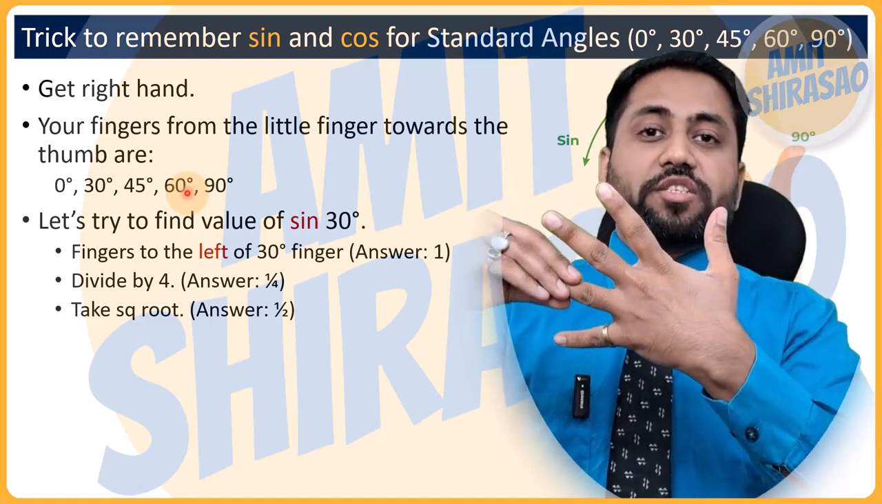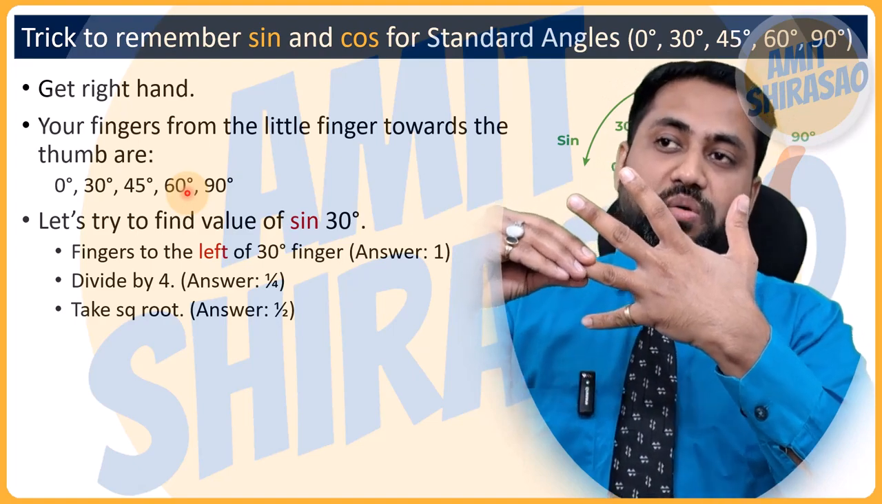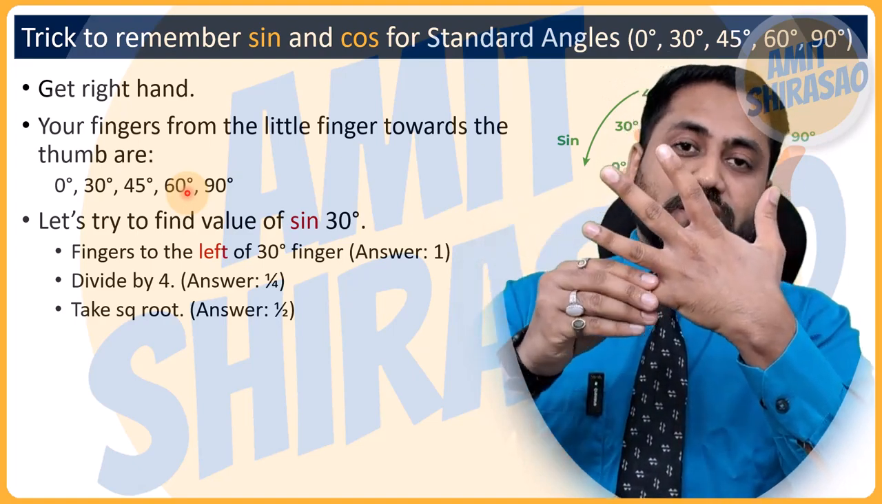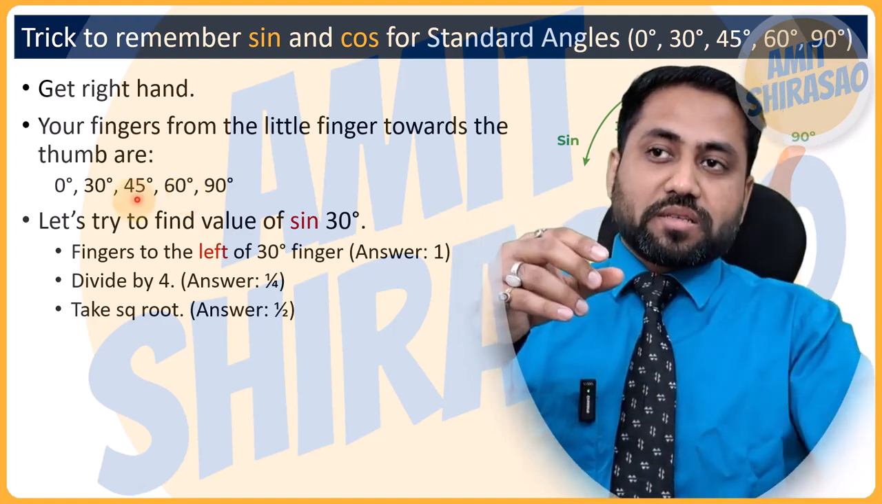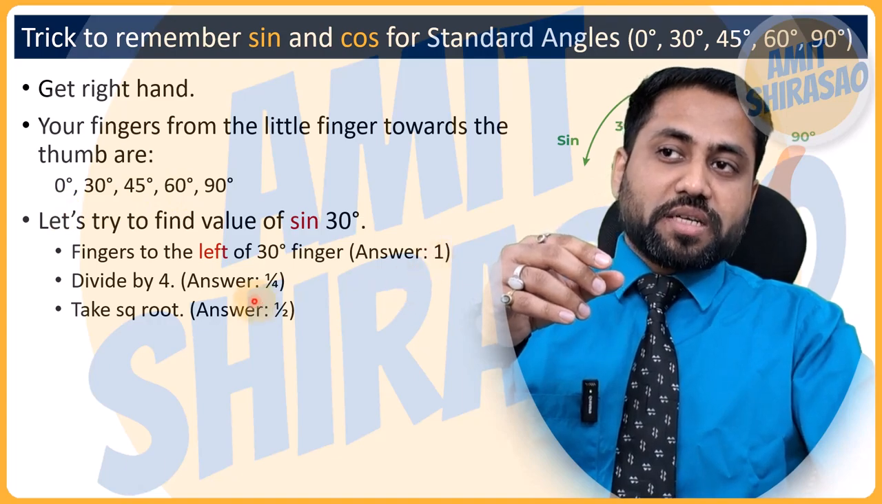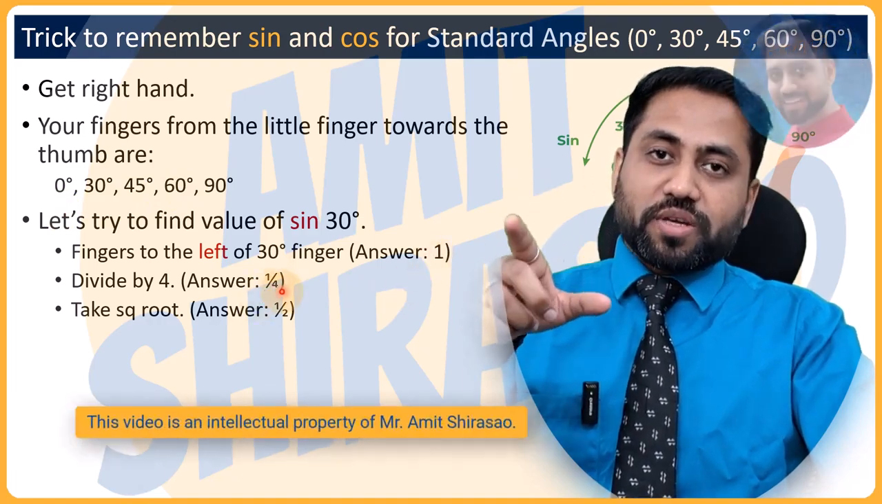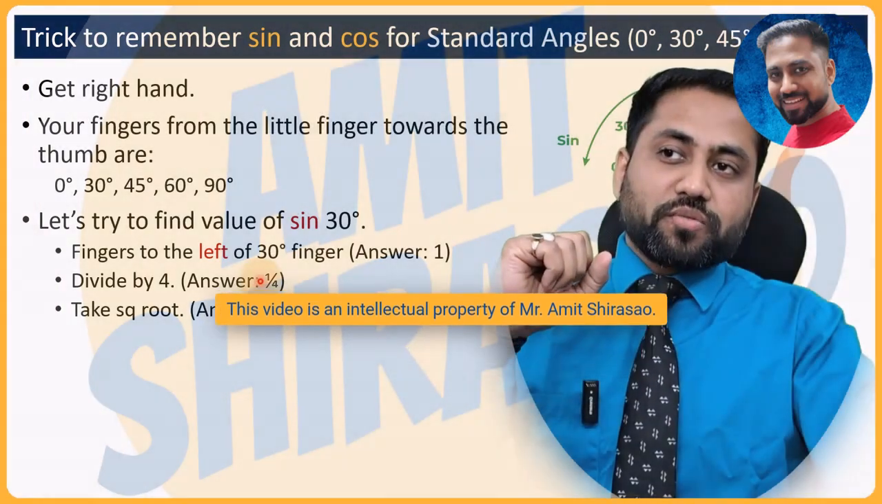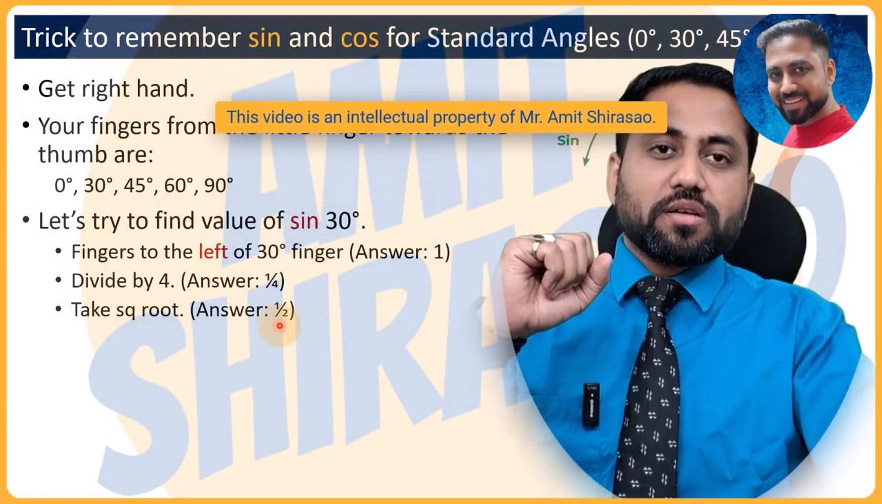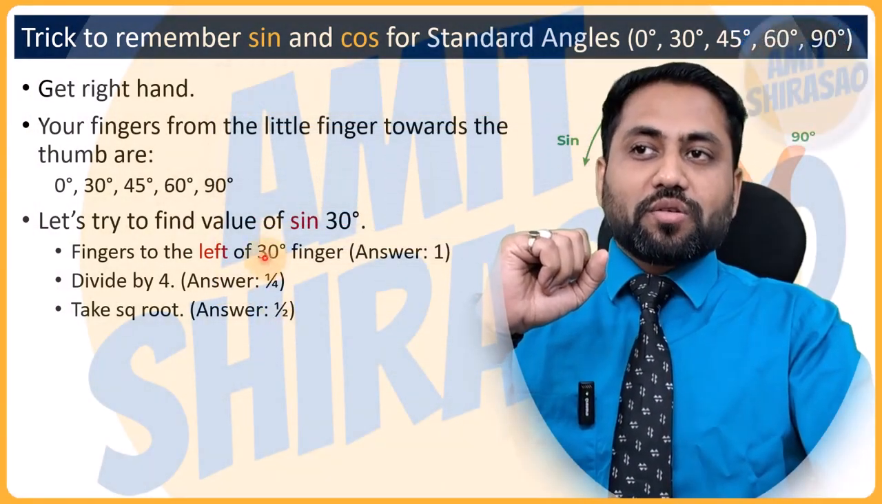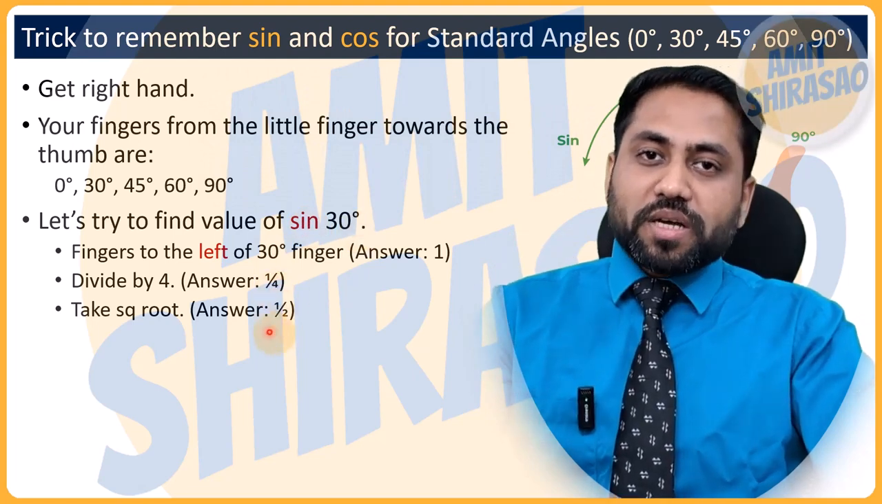So the finger under consideration is what? The 30 degrees finger. Okay, so there is one finger under it. So the first answer is 1. Now just divide that answer by 4, so you get 1 by 4, and then take the square root of the whole thing, so it is 1 by 2. So sine of 30 degrees is 1 by 2.